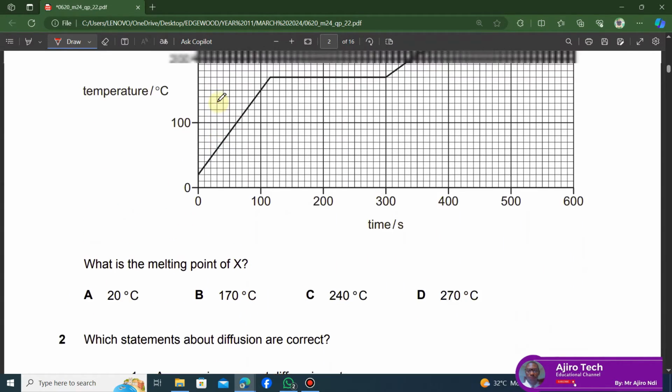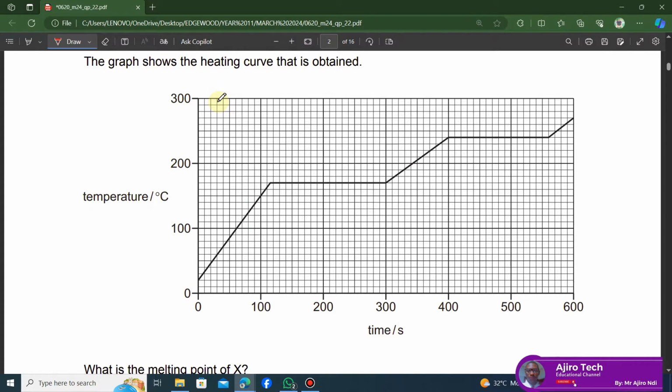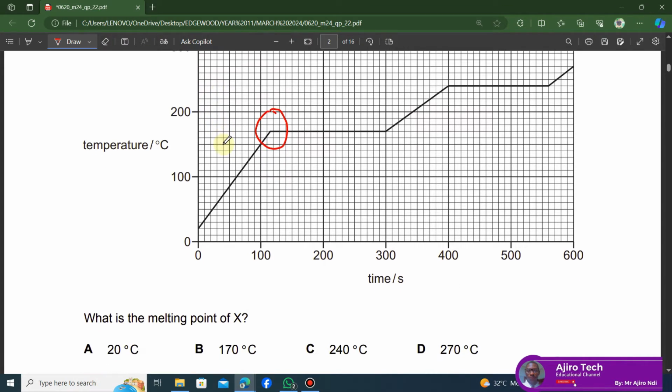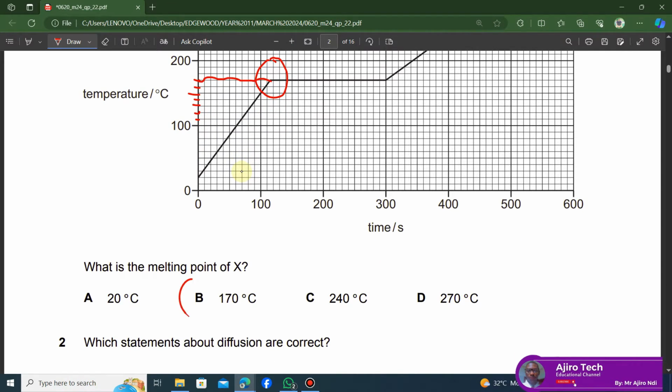All right, so when we look at this heating curve, we see that the solid begins to change state at this particular point of the graph. That is where it begins to melt, so that's basically the melting point. Just trace it on the graph, so we're going to have something like this extending to this region. So we'll count: this is 110, 120, 130, 140, 150, 160, and this is 170. So the melting point of X is simply 170 degrees Celsius.